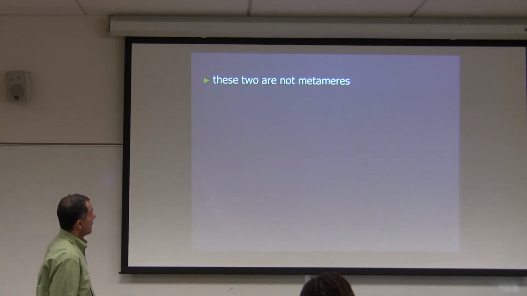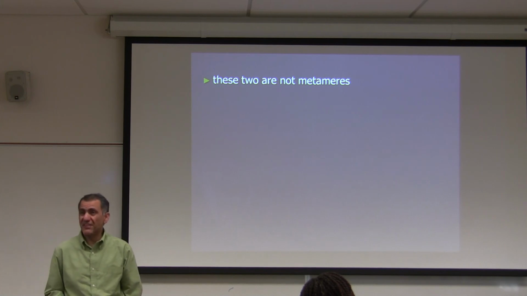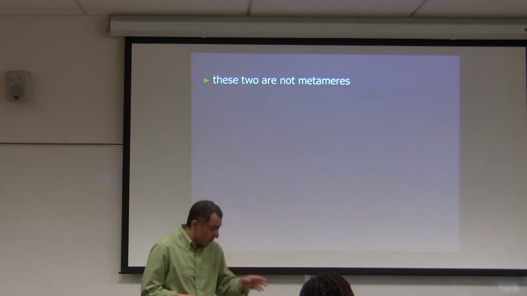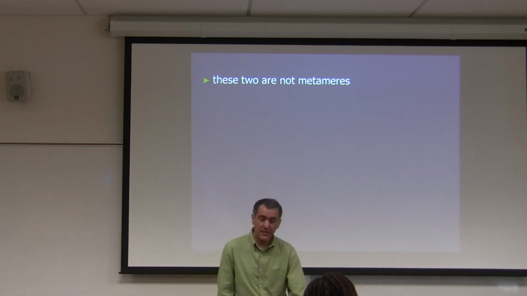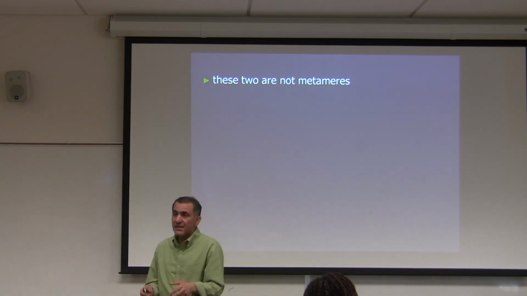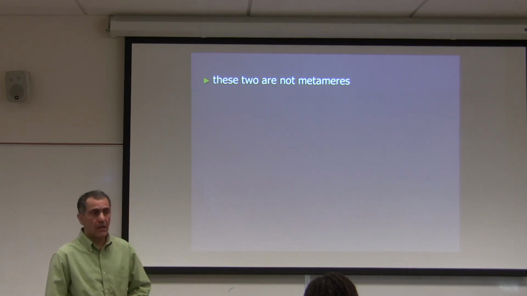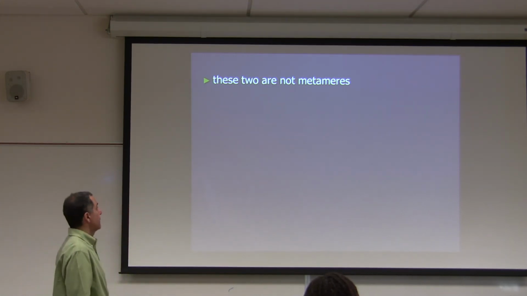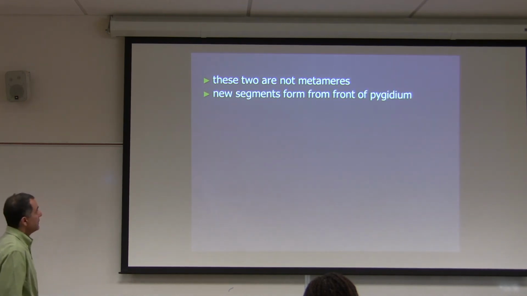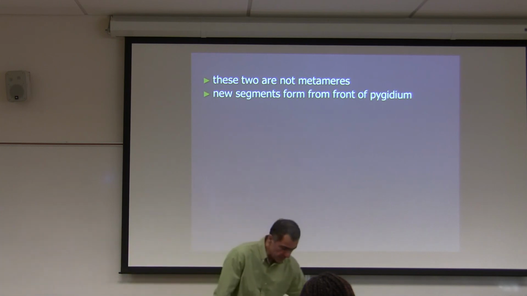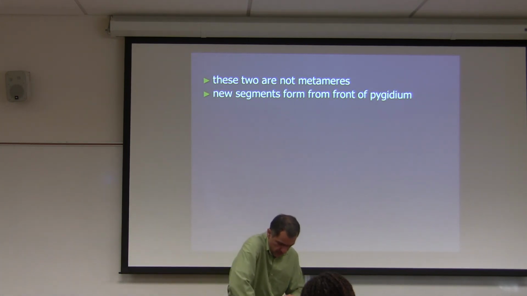These two are not metameres. The definition of metamere, as you saw, means repeated segments. So these two, the very first one and the last one, do not have repeated structures like nephridia, so they are not referred to as metameres. New segments are formed in front of the pygidium, the very last segment, right here.